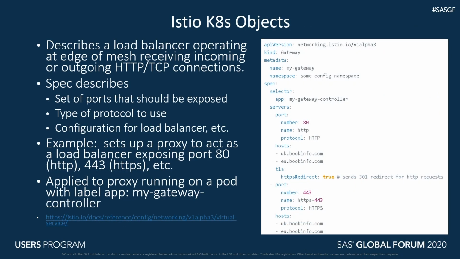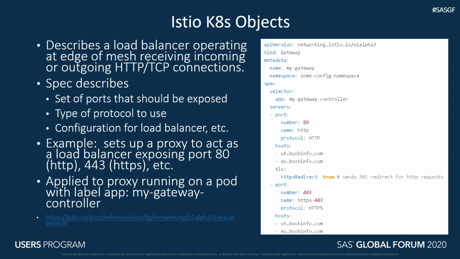So let's talk about a few of the Istio Kubernetes objects here. The first one we'll talk about is a gateway. A gateway describes a load balancer at the edge of the service mesh, taking information in from outside, so receiving incoming or outgoing HTTP or TCP connections. There's a spec for it, which looks just like any other Kubernetes object, as you'll see on the right. There's the API version, there's the kind Gateway, and there's metadata, my gateway, a name and namespace, the same sorts of things, and then a selector as well, and you see the other information in there too.